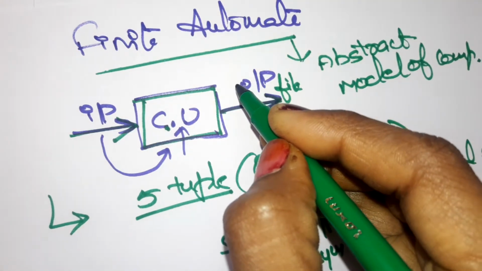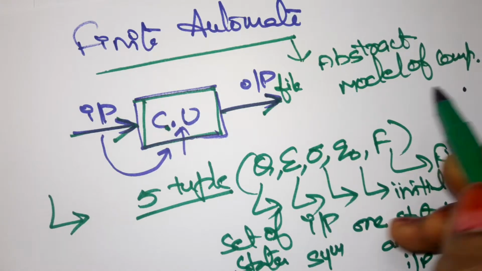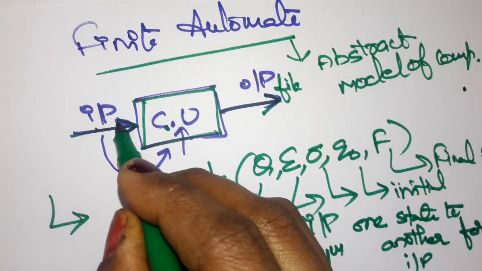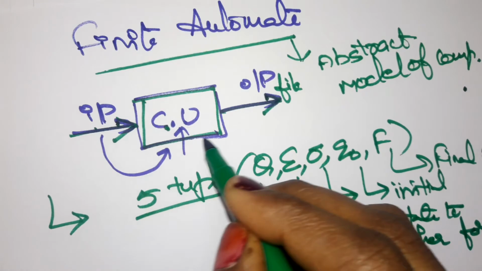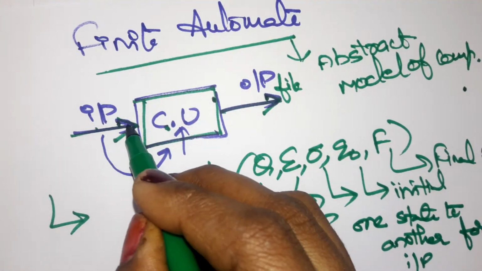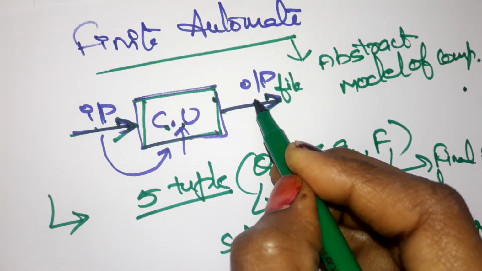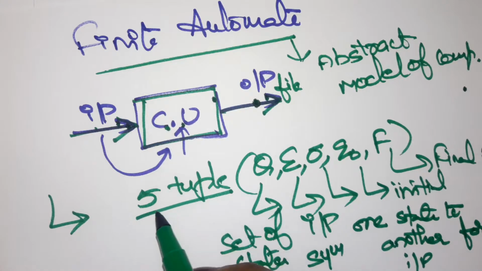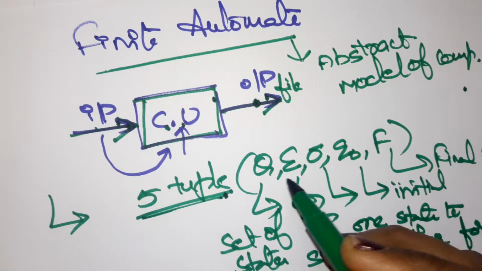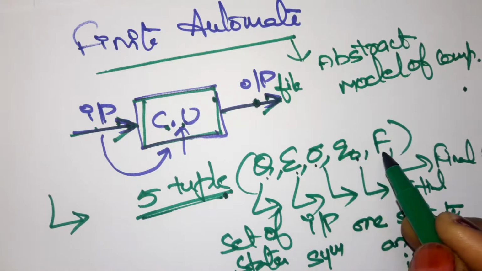Finite automata. Finite automata is nothing but an abstract model of a computer, consisting of an input file, an output file, and also a control unit. The control unit takes the input and processes it, and it produces the output. Finite automata can be represented using a mathematical notation, that is a 5-tuple notation. The 5 tuples are Q, sigma, delta, Q naught, F.